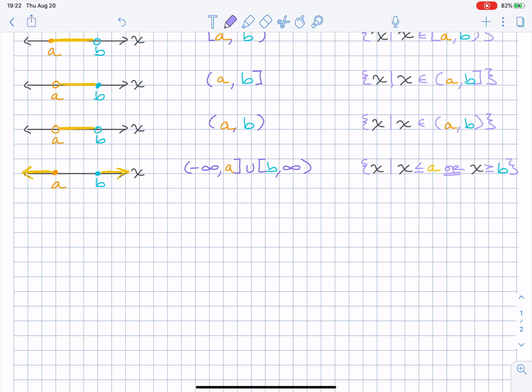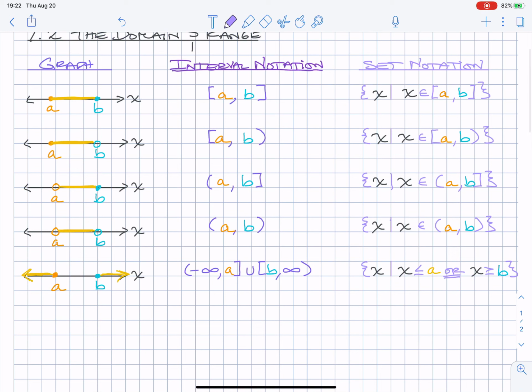And the rest are defined analogously, right? We could define open at one end, closed, etc. So I think you get the idea.